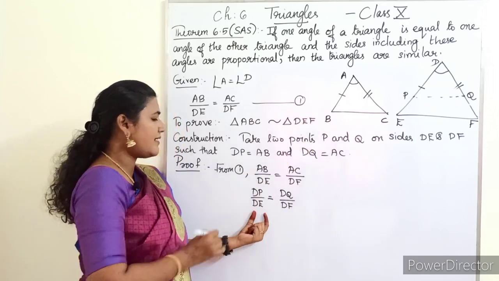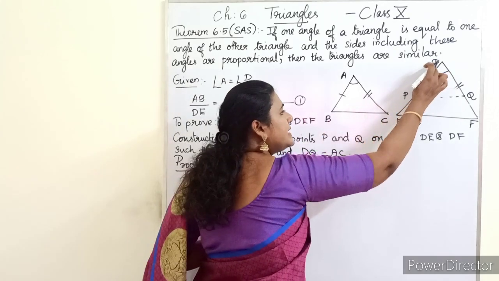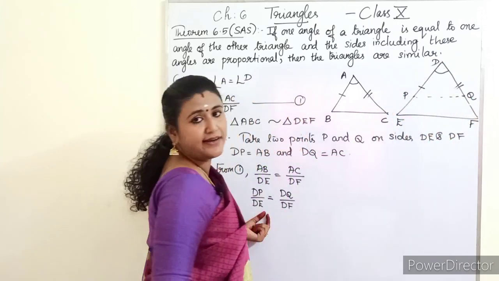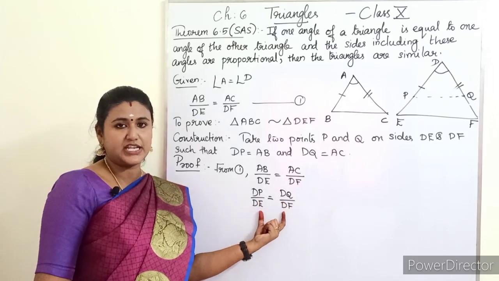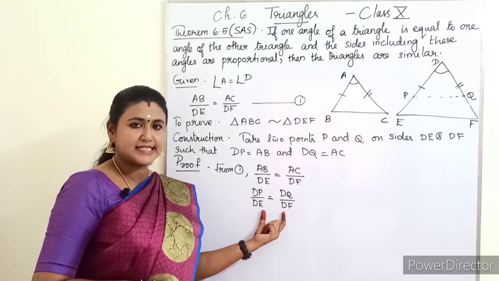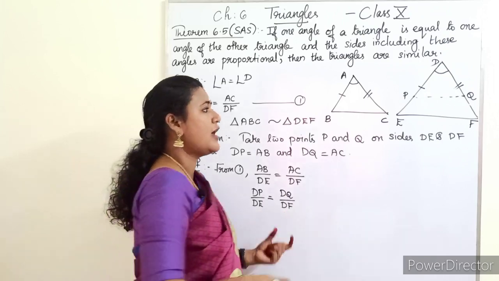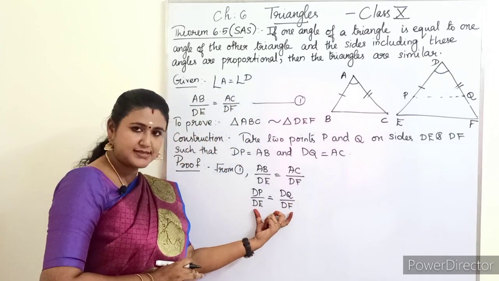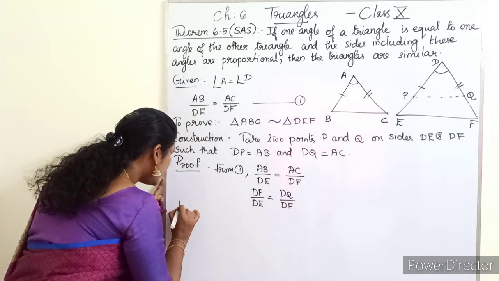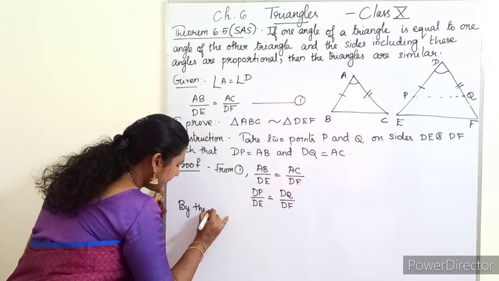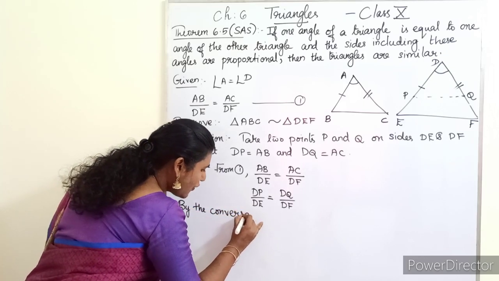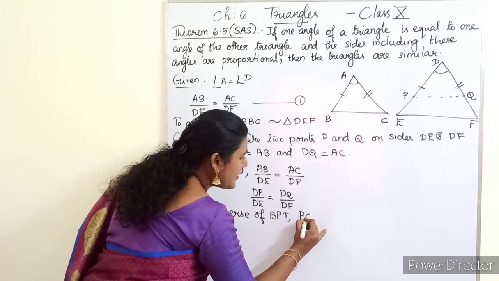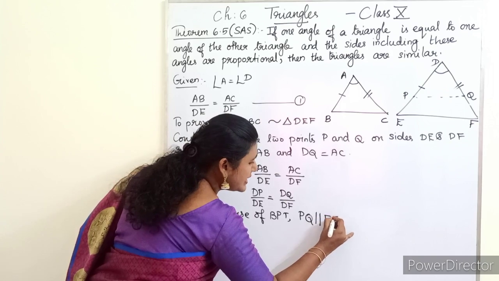So we will see this in the second triangle: DP by DE is equal to DQ by DF. If we have this condition, then by the converse of basic proportionality theorem, what we can say? These two lines are parallel. So since we got this condition, by the converse of basic proportionality theorem, we can say PQ is parallel to EF.